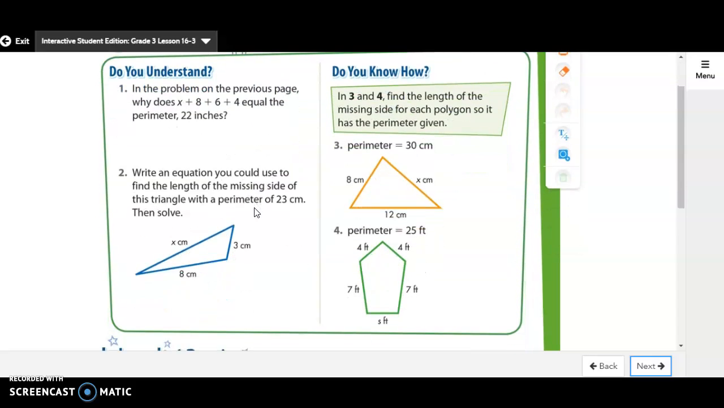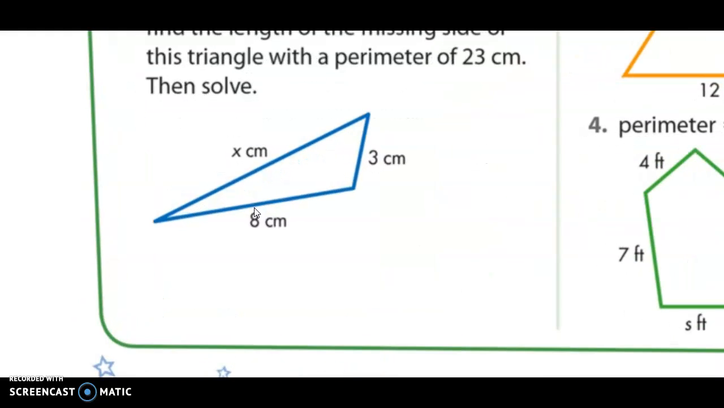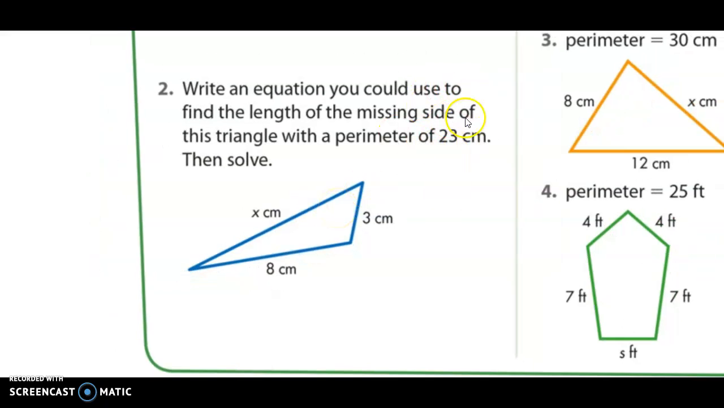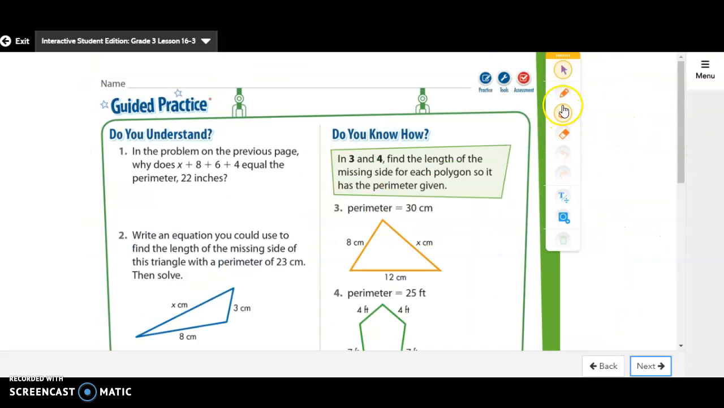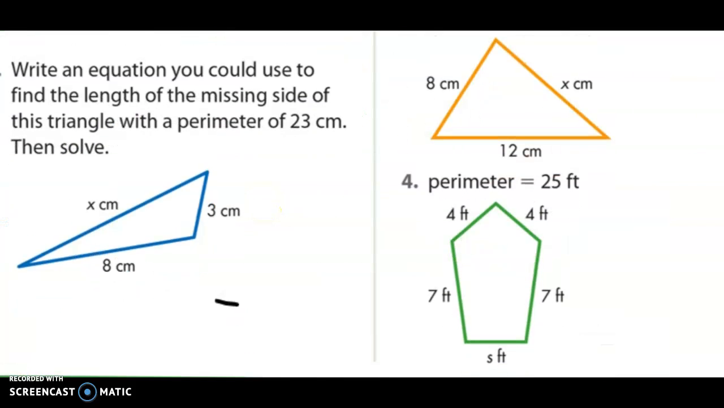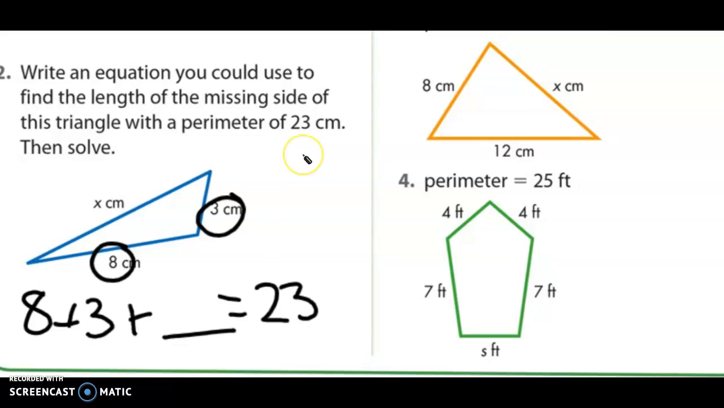All right. Number 2, write an equation you could use to find the length of the missing side of the triangle if the perimeter total was 23. So pretending we know that total was 23, we would say, I already know 8, and I already know 3. I'm just trying to find this number right here. 8 plus 3 plus something makes 23 the total.